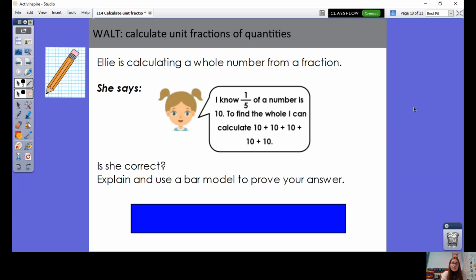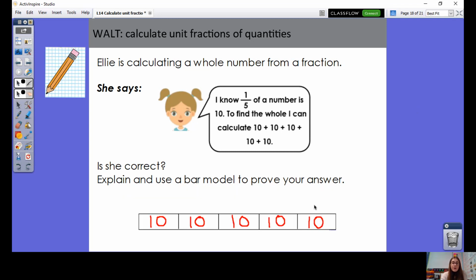Okay, welcome back. So you've probably worked out that yes, Ellie was correct. But she could have done this in a much simpler way. So instead of doing 10 plus 10 plus 10 plus 10 plus 10, she could use her 5 and 10 times tables. We know that 5 times 10 is 50. So to find the whole, she should have calculated 10 times 5. That would have been a much more efficient way to work out the answer. But yes, she is correct.